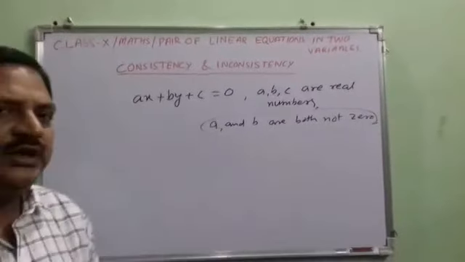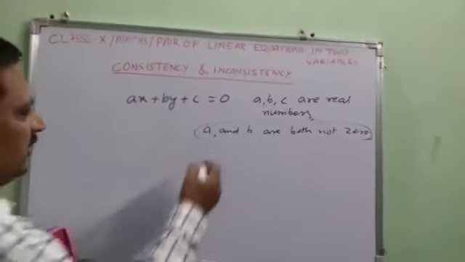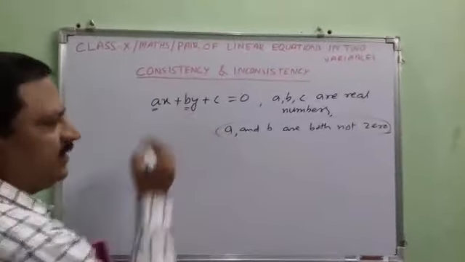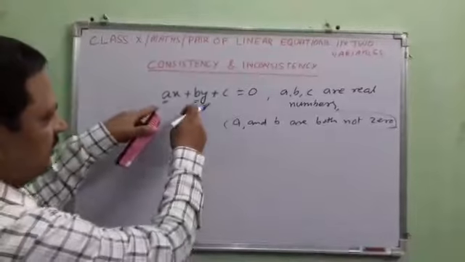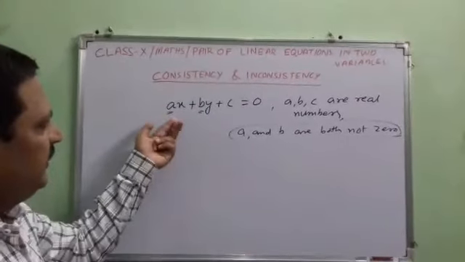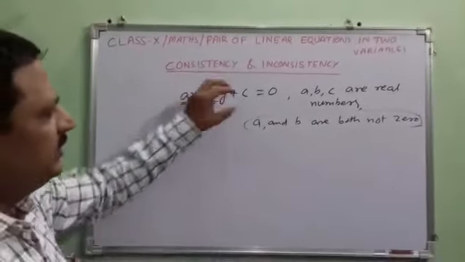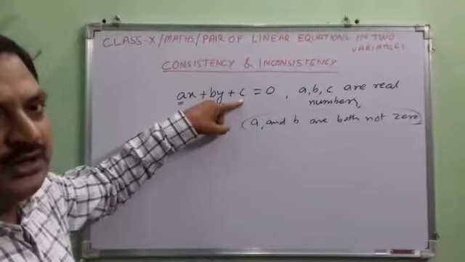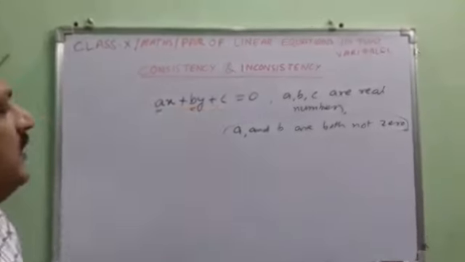You have learned it in class 9. That means only a can be 0 or b can be 0, but simultaneously both a and b cannot be 0. Because if a and b both are 0, what will happen? Only c will remain, which is a constant term. So there is no question of any equation here.